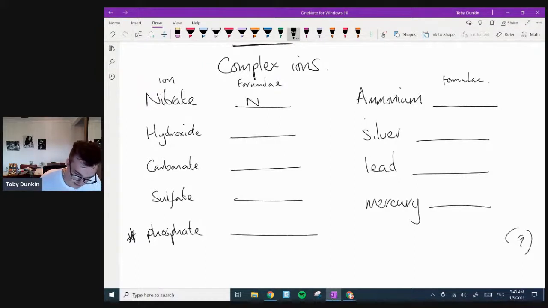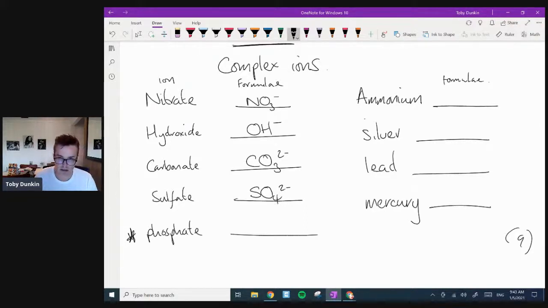So the nitrate ion, NO3 1-. Hydroxide, OH 1-. It must be capital letters. Please bear that in mind. Carbonate, CO3 2-. Sulfate, SO4 2-. Notice how I do this. Oh, Callista, so close. So close on the phosphate.